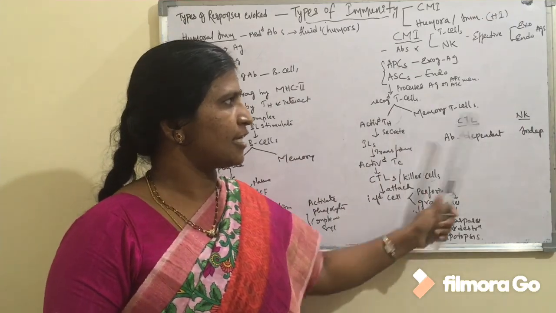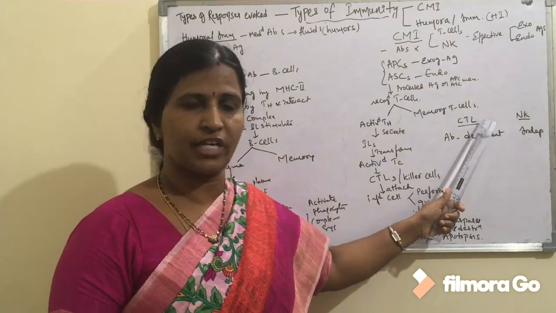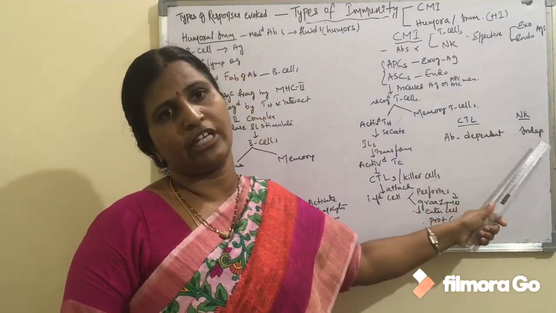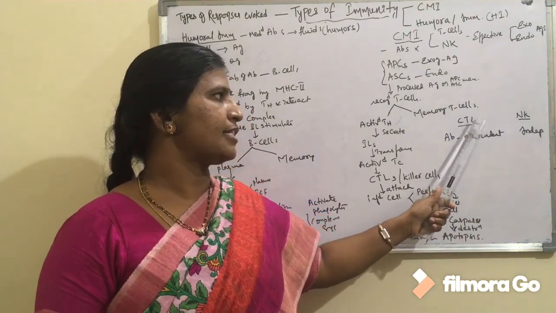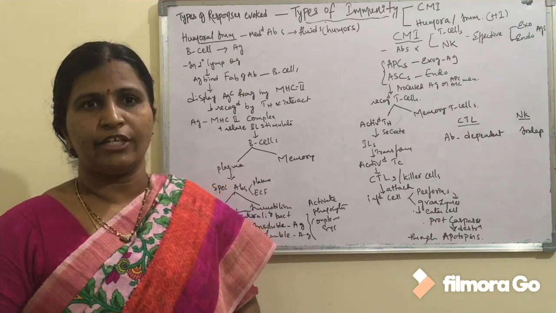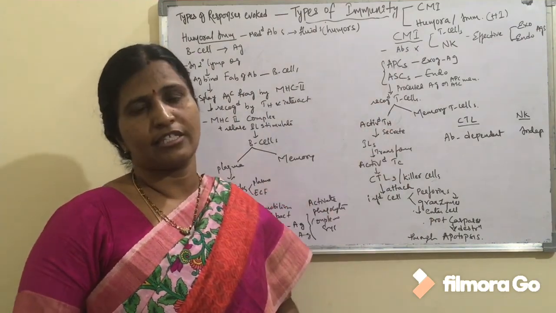In this, natural killer cells act in the same way as cytotoxic T lymphocytes, whereas these natural killer cells act in an antibody independent way, whereas CTLs act in an antibody dependent way. Children, try to find out the differences between the humoral immunity and cell mediated immunity.